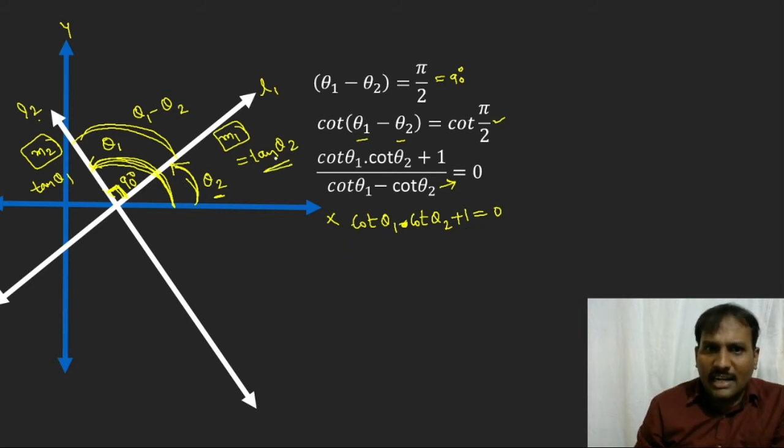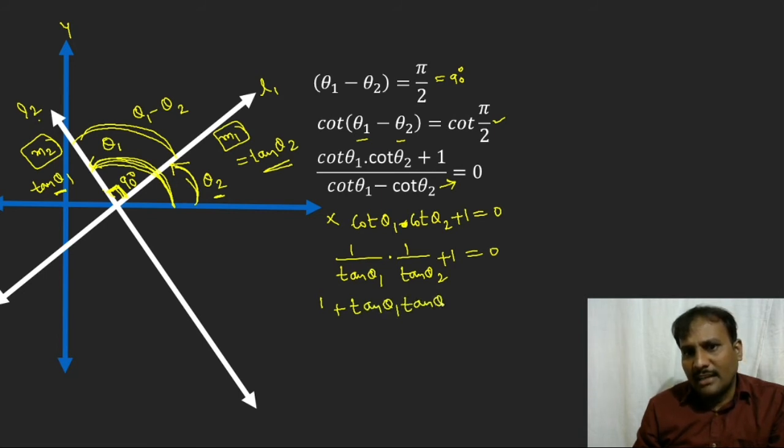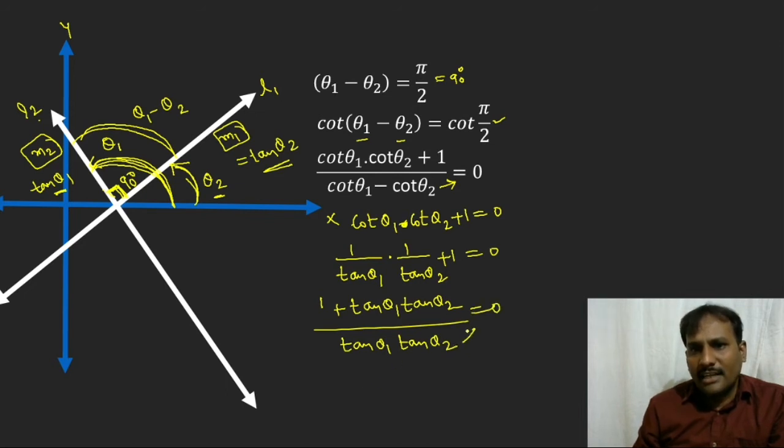Now I know what the tan theta 1 and tan theta 2 values are. So let us convert cot theta 1 and cot theta 2 into tan theta 1 and tan theta 2. So can I write it as 1 by tan theta 1 into 1 by tan theta 2 plus 1 is equal to 0. So that is 1 by tan theta 1 tan theta 2 is the LCM. If I take the LCM, it will become 1 plus tan theta 1 tan theta 2 by tan theta 1 tan theta 2 equal to 0. And send the denominator to the other side. It will become 1 plus tan theta 1 into tan theta 2 equal to 0.